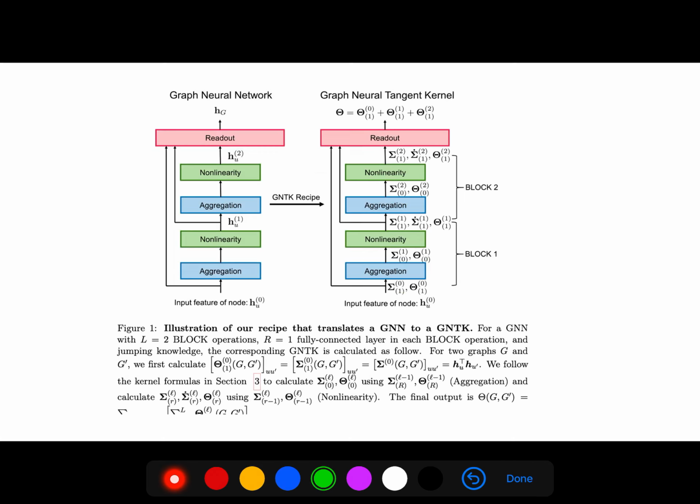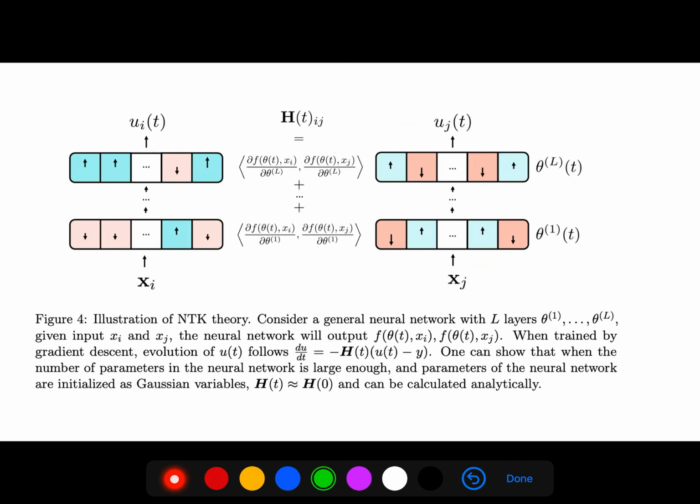So this is an illustration of our recipe that translates a GNN to a GNTK. On the right, you see the graph neural tangent kernel. So that's why they defined the concept of blocks instead of aggregations, because it's different. We are working with the covariances. We are creating some kernels, the neural network tangent kernel. And so this is an illustration of neural tangent theory.